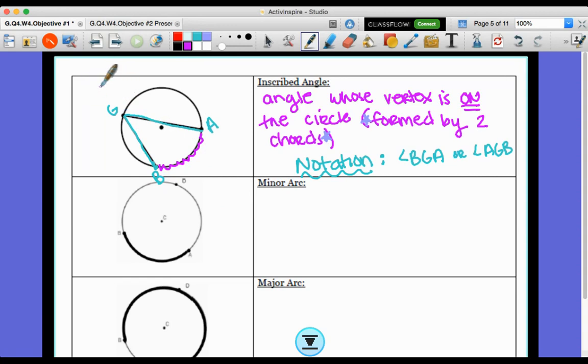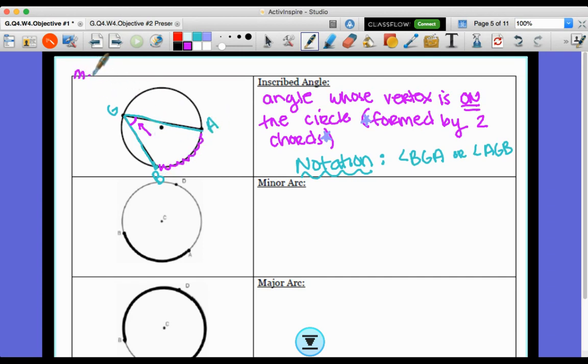So how many degrees is a whole circle if you went all the way around? 360. I'm sure I heard you all answering. How many degrees do the three angles of a triangle add up to? 180. What is the relationship between 360 and 180? Oh, 180 is half of 360. So the measure of the inscribed angle, this angle right here, is going to be half of the arc that it intercepts.